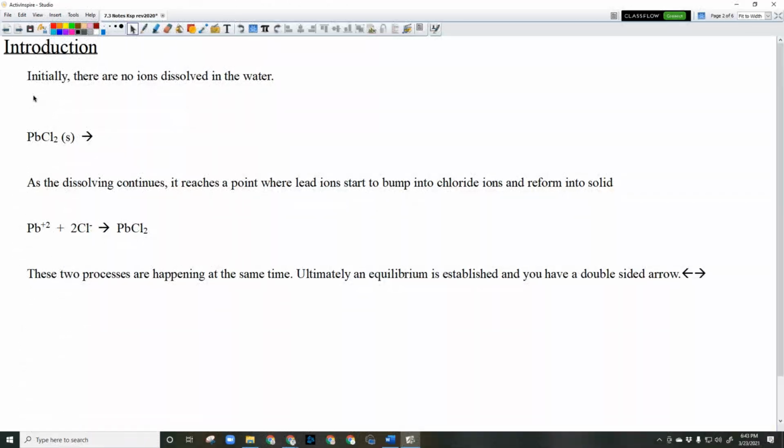So just a little bit of background. Let's just review what we just talked about in 7.2. We're talking about the solubility of a compound in water. So here we have iron chloride, which is soluble.